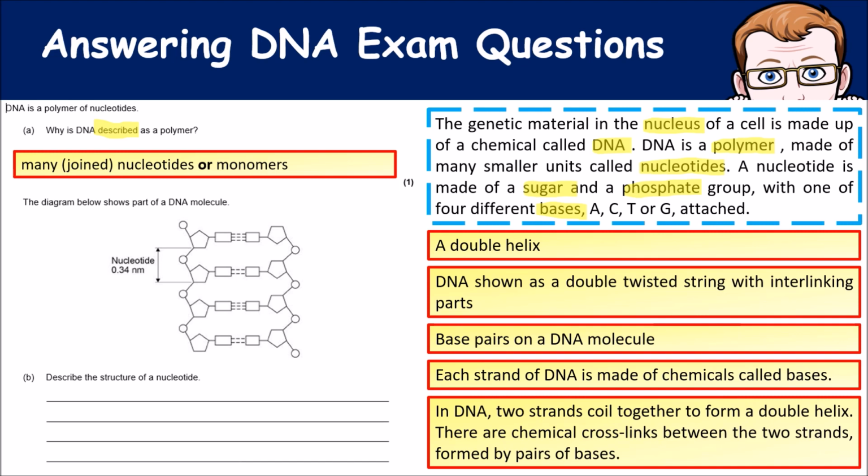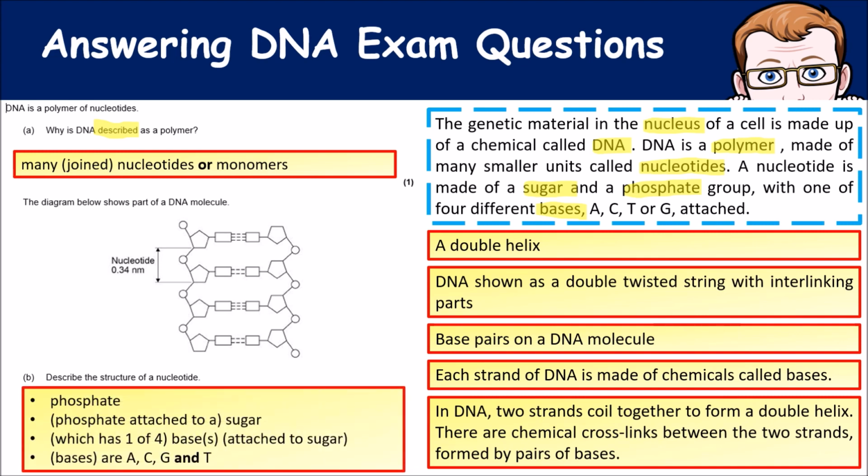That leads us on to this bit where it says describe the structure of a nucleotide. Remember that DNA is made up of lots of nucleotides. Thinking back, a nucleotide has a phosphate group on it. Each of those phosphates is attached to a sugar. Those sugars are then attached to 1 of 4 bases, and the bases are either A, G, T or C. You don't need to worry about the proper terminology for what those bases are. Just the letters will suffice.